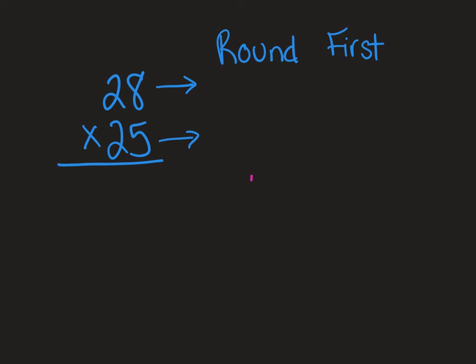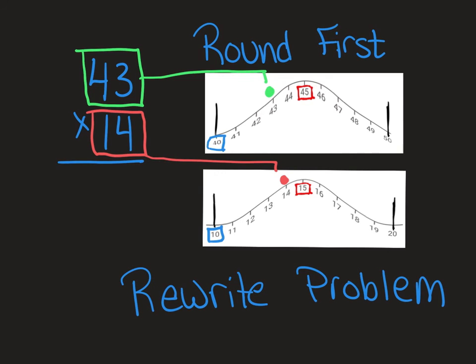So here is our next example. We have 28 times 25. The first thing I want to do is round my numbers. So let's take a look at what that would look like to round my numbers. I have 43. If I look at my number hill, 43 is on this side of the hill, therefore it is going to round down to 40. So my first number will be 40.